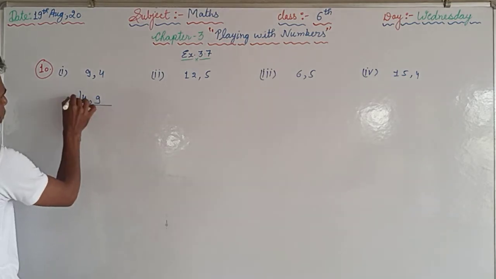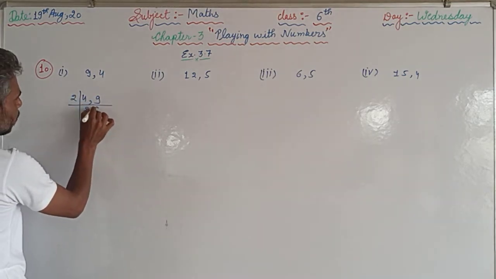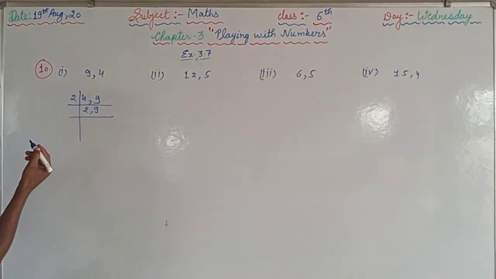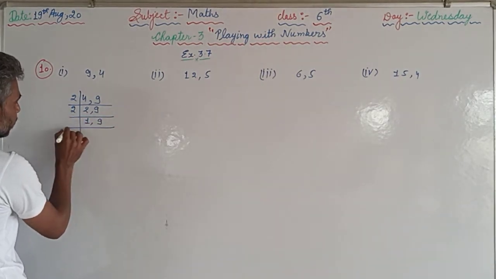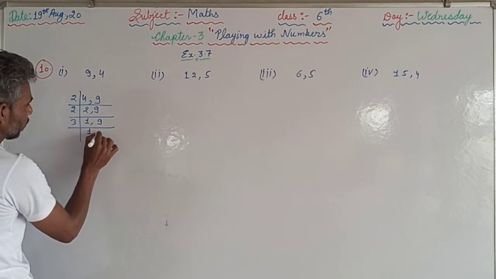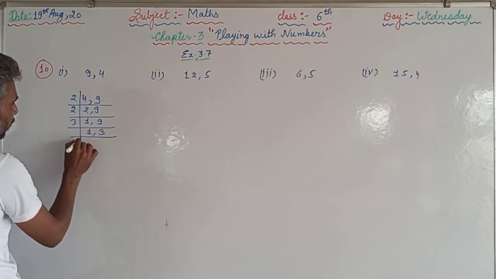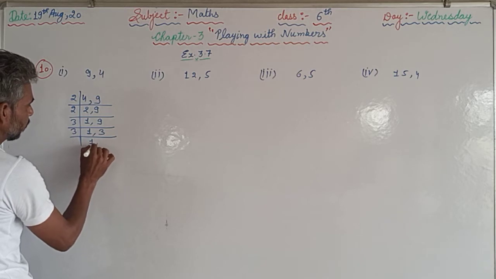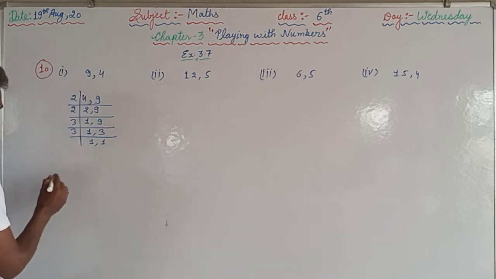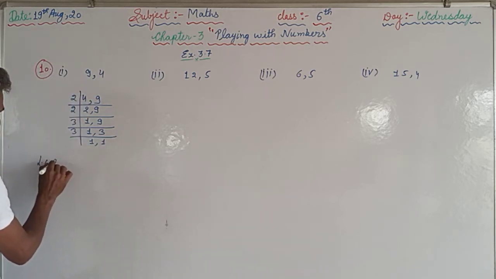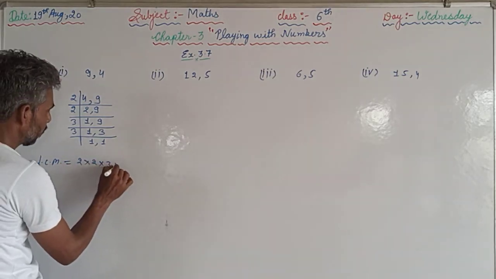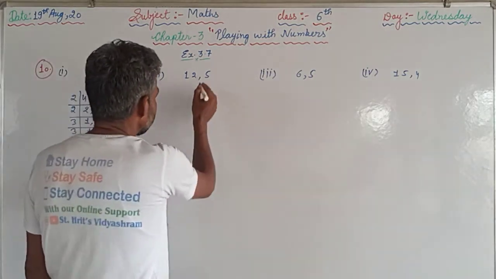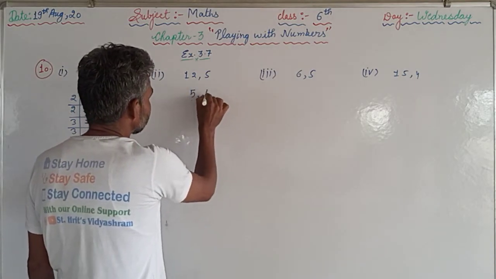We will divide by 2: 2 twos are 4, 9 cannot be divided by 2. That's why 2 again, 2 ones are 2, 9 will be the same. And again 3, 3 threes are 9, then again 3, 1, 1. So here the LCM is 2 2 3 3.